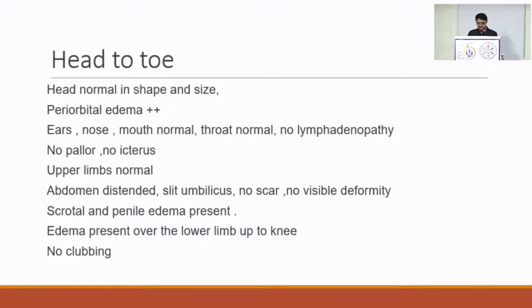On head to toe examination, head was normal in shape and size, periorbital edema was present, ear, nose, mouth and throat were normal, no lymphadenopathy was observed in the cervical area, pallor was present, no icterus, upper limb was normal. Abdomen was distended, slit umbilicus, no scar, no visible deformity, scrotal and penile edema was present. Edema was present over the lower limb up to the knee, and no clubbing was observed.